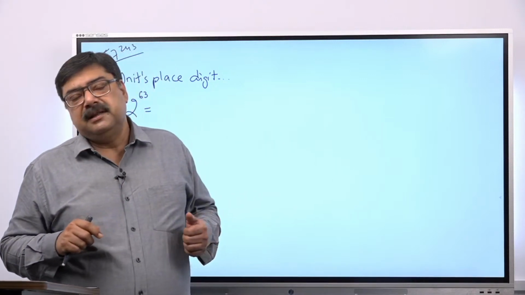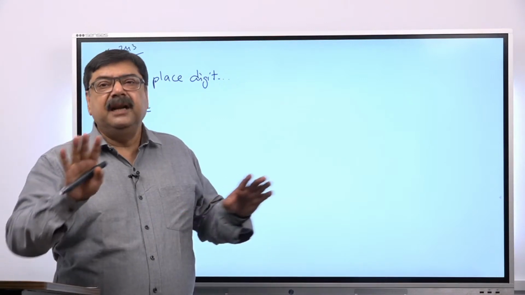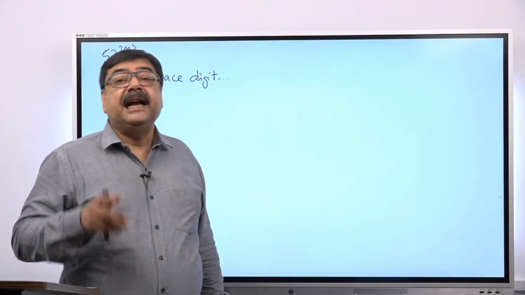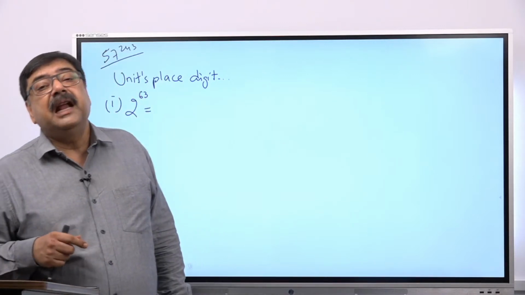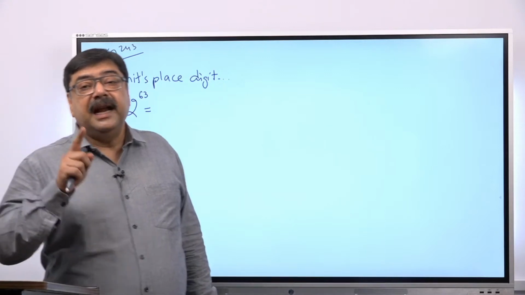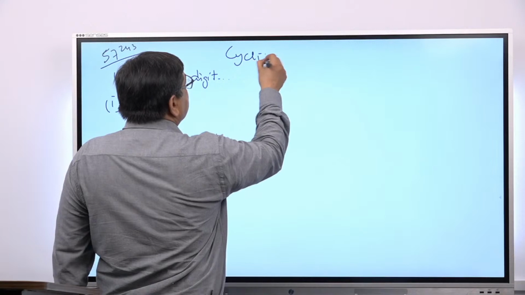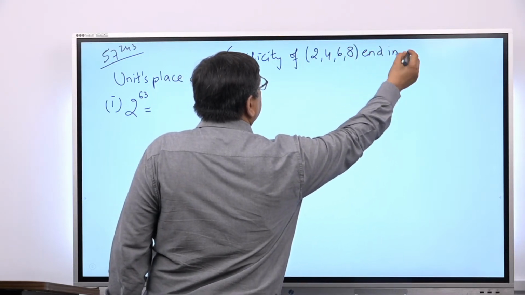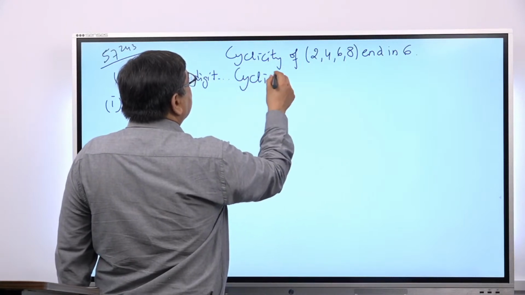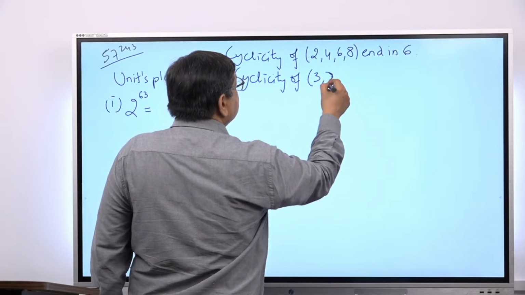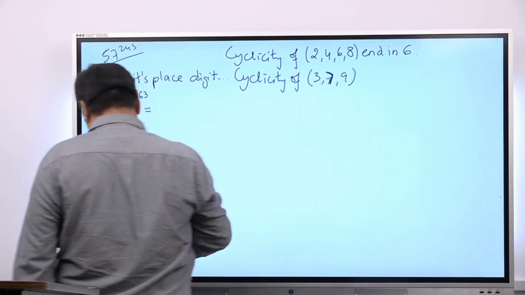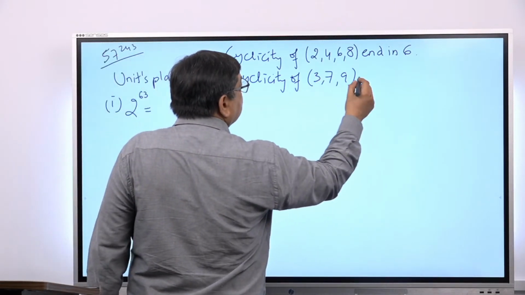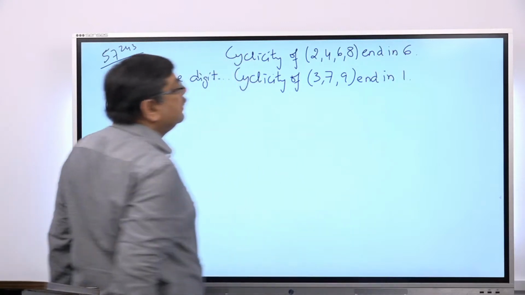Whereas cyclicity of odd numbers like 3, 7 and 9, leave 5. 5 will always result in 5. But cyclicity of numbers 3, 7 and 9 will always end in 1. So cyclicity of even numbers will end in 6. Cyclicity of odd numbers will end in 1. So I would just write that. Cyclicity of 2, 4, 6, 8 end in 6. And then cyclicity of 3, 7 and 9 will always end in 1.